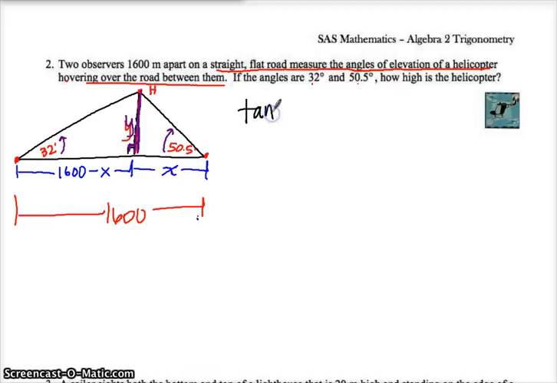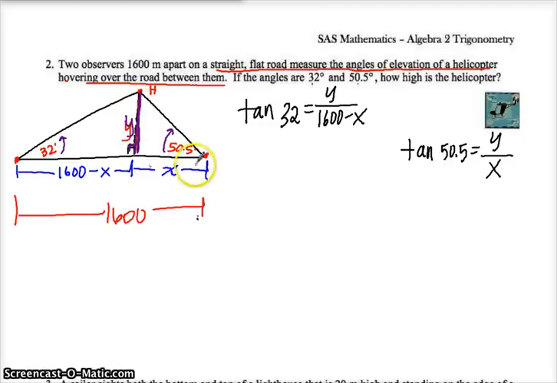So if I'm looking at my left triangle right here, I have tangent of 32 degrees equals opposite, which is y, over adjacent, which is 1,600 minus x. And then if I look at my triangle on the right, I have tangent of 50.5 degrees equals opposite over adjacent, y over x. Now what am I trying to find? I'm trying to find y.